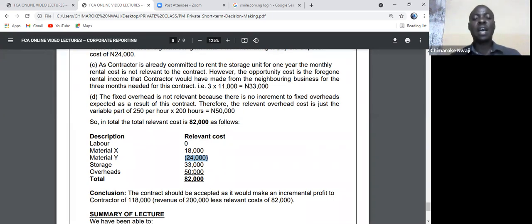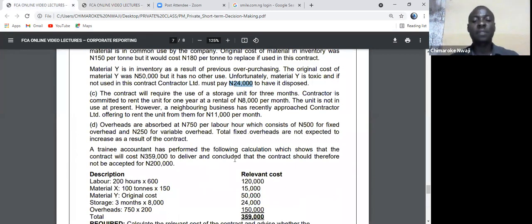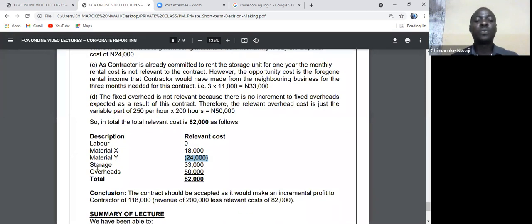So all these are costs, but 24,000 is like a revenue to us. So you see the technique here. Then the man is saying the storage is for 3 months. And since we have a contract for renting it at 8,000 naira, we now did 8 times 3, 24. But we said, no, we'll use 3 times 11, the opportunity cost, which is 33.